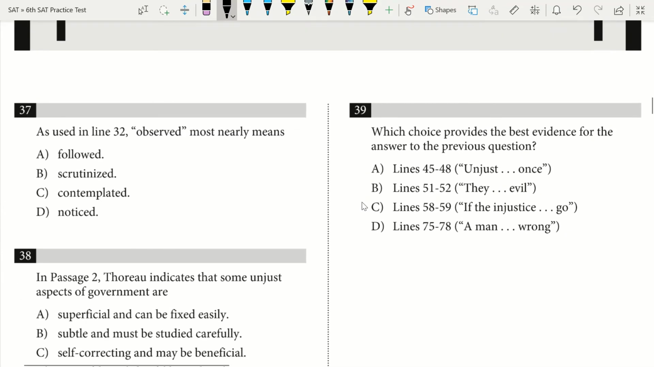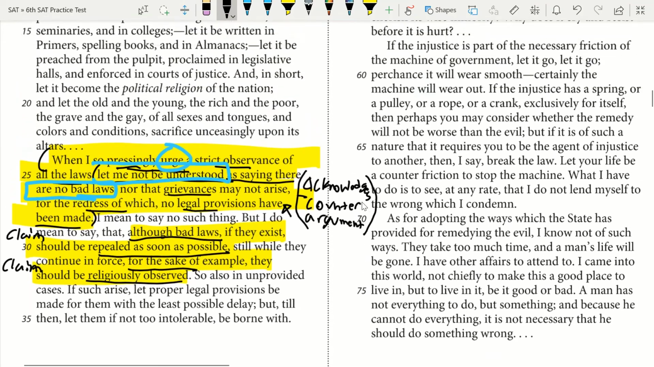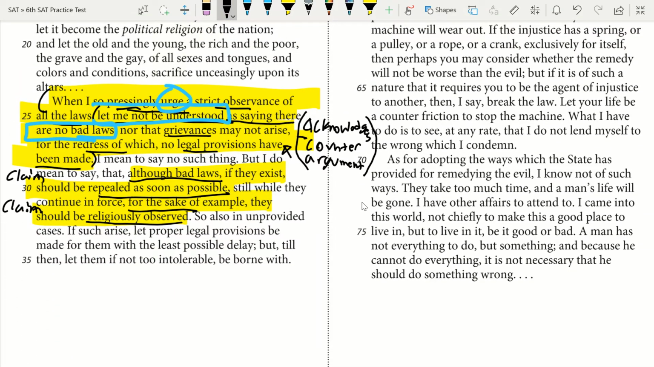As used in line 32, "observed" most nearly means what? Okay, so we can go to line 32, find "observed," and find what that most nearly means. All right, so where is it? Right here. I'm going to put it in blue so you can see it better. We see it's right here. We have to read the whole sentence to get some context.